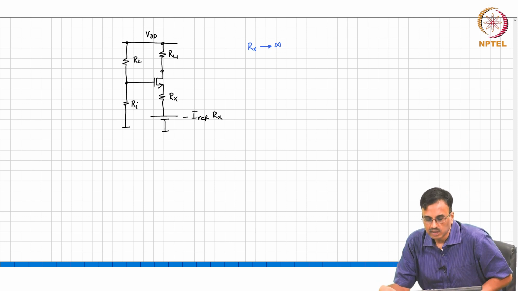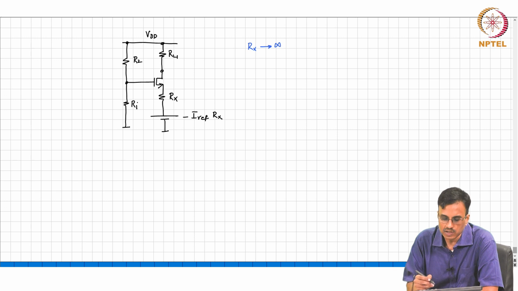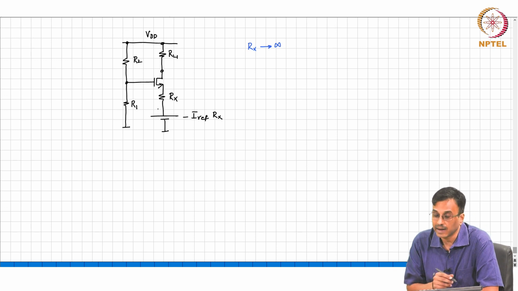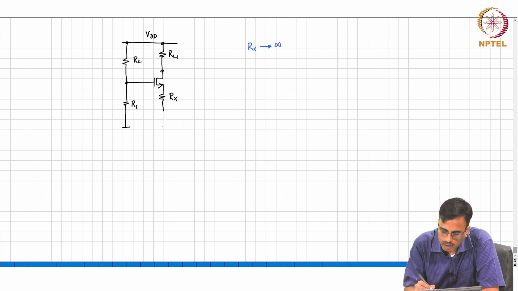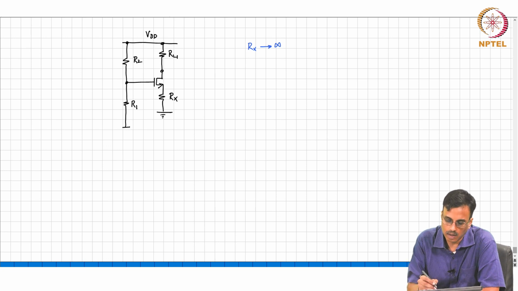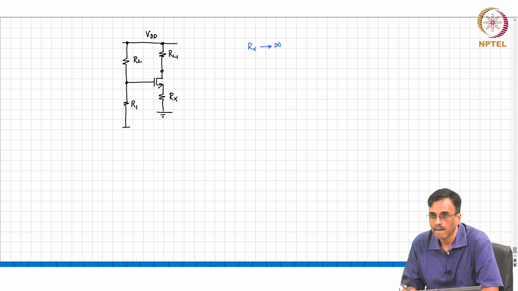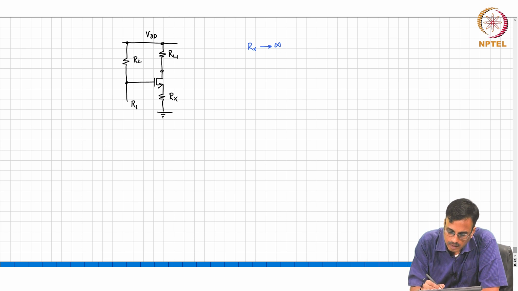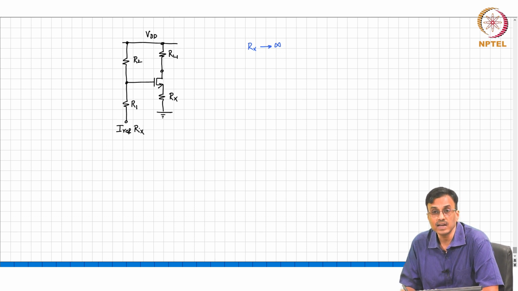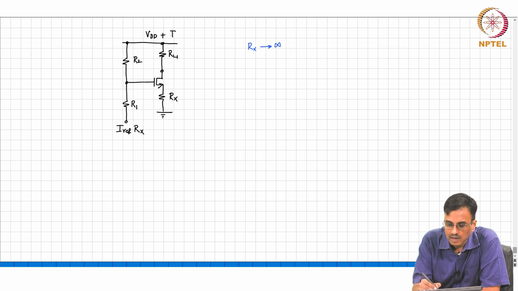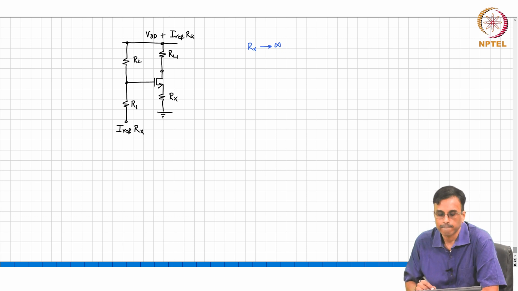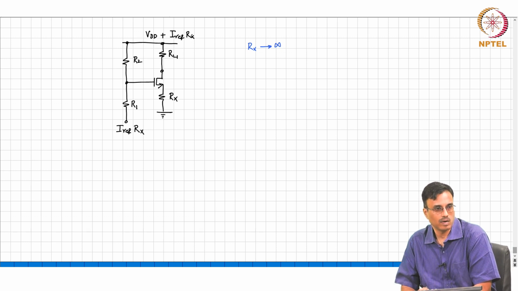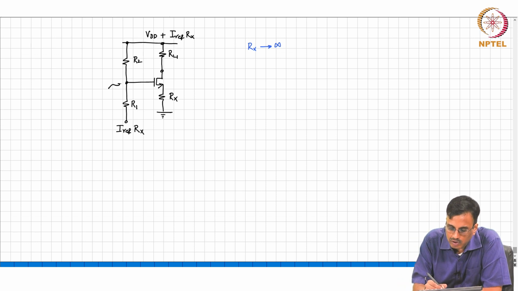Correct? So now, if I add Iref times Rx to all nodes, what comment can you make about the lower end of that Rx? 0, very good. Okay. What comment can you make about the lower end of R1? What potential must it be at? Remember our analogy, right? Your marks are 0. So, I will make this plus Iref times Rx. Okay. What should I do with VDD? VDD plus Iref times Rx. All right. Okay. And what comment can you make about this potential?